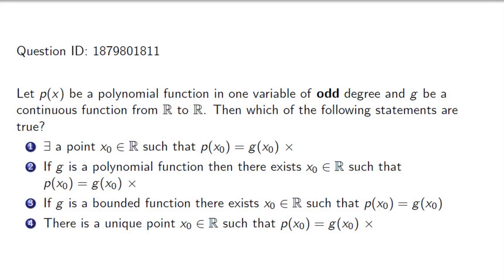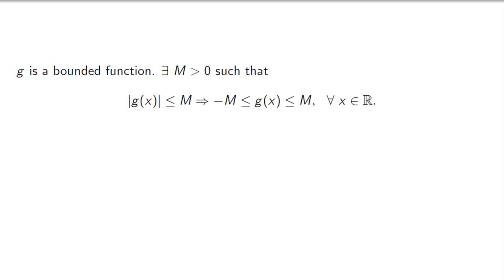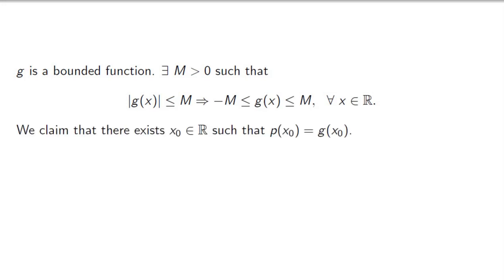So let us consider g as a bounded function, and of course g is continuous as given in the question. Now since g is a bounded function, there exists a positive m for which modulus of g is less than or equal to m. This can also be written as minus m less than or equal to g less than or equal to m, which is true for all x in R. Now we claim that there exists some point x0 in R for which p of x0 equals g of x0. Let us assume that this is not true. That is, there does not exist any x0 in R for which p(x0) equals g(x0).